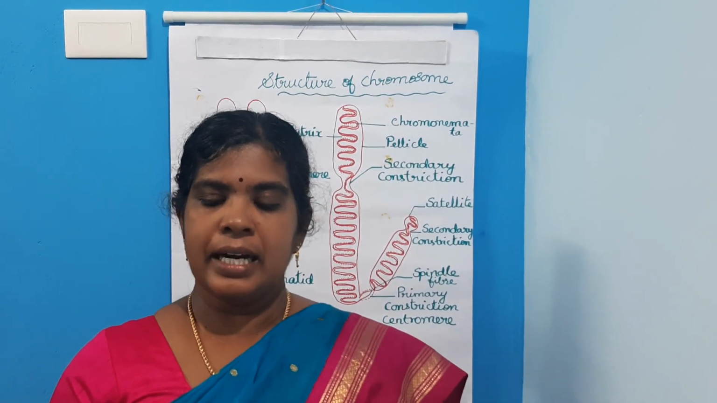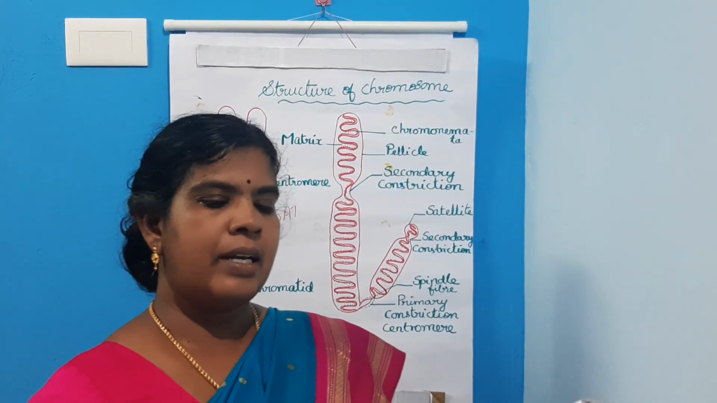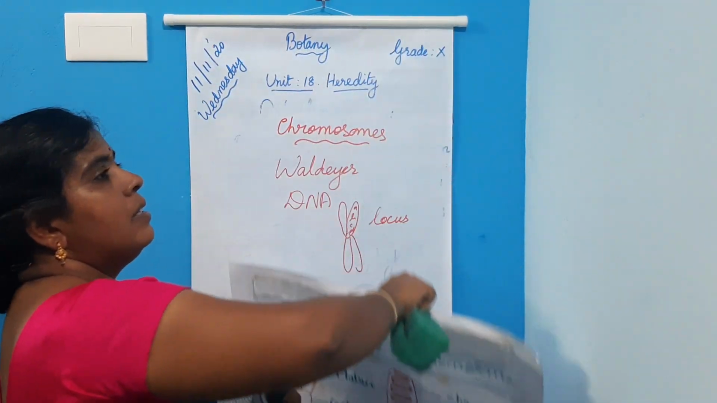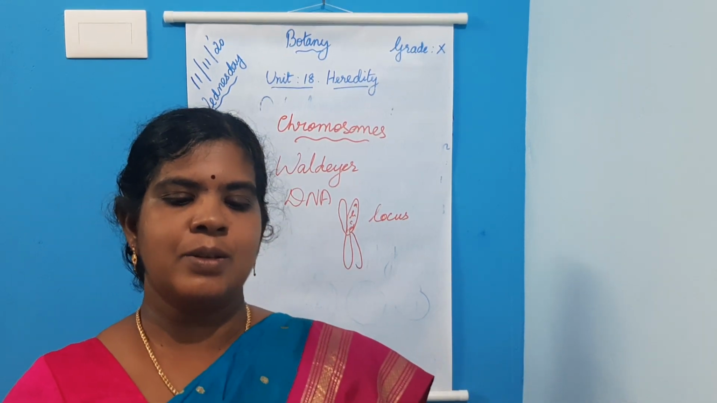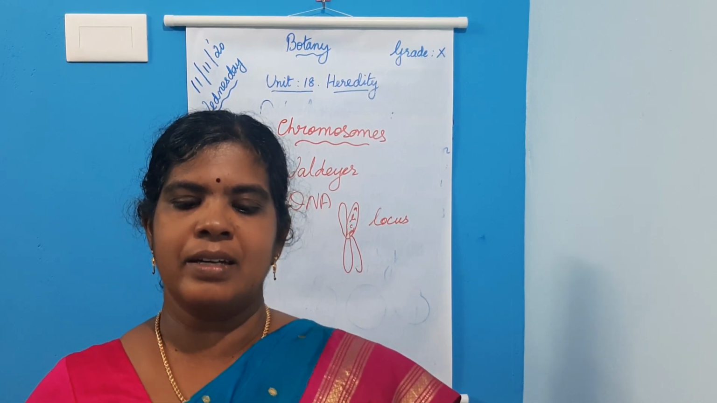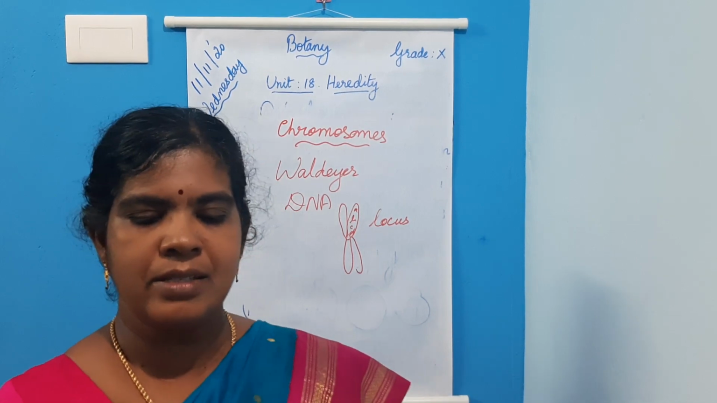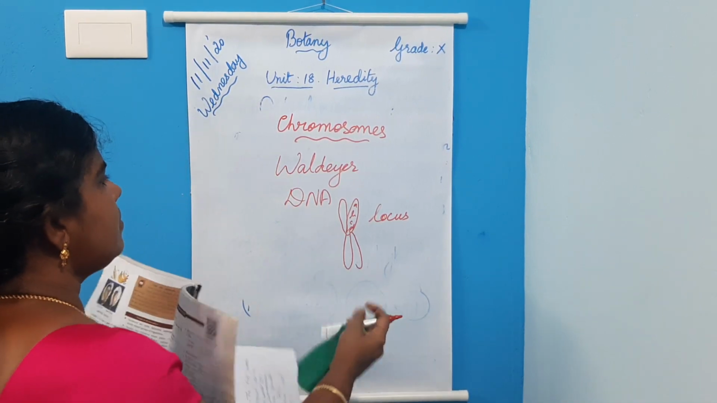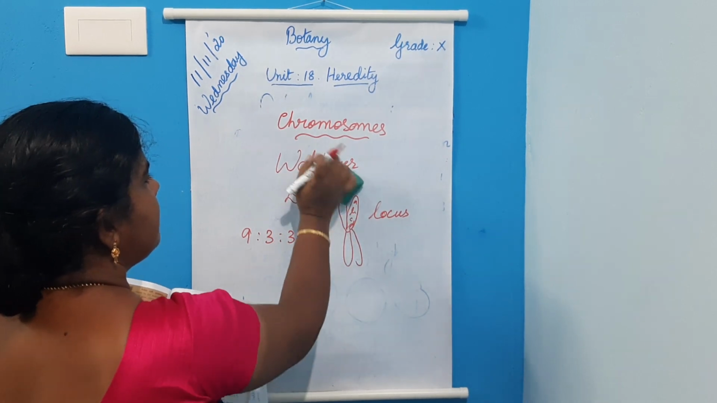Roman number 3, identify whether the statements are true or false. A typical Mendelian dihybrid ratio of F2 generation is 3 is to 1. What is the ratio of dihybrid cross? 9 is to 3 is to 3 is to 1, isn't it? So, the given statement is false. You have to write false and underline 3 is to 1, and instead of 3 is to 1, what you have to write is 9 is to 3 is to 3 is to 1, okay?